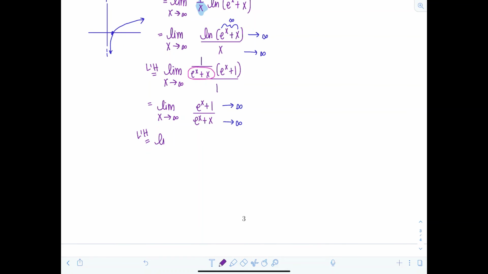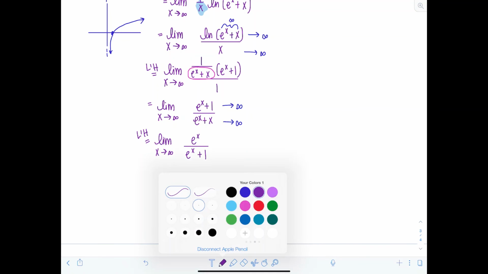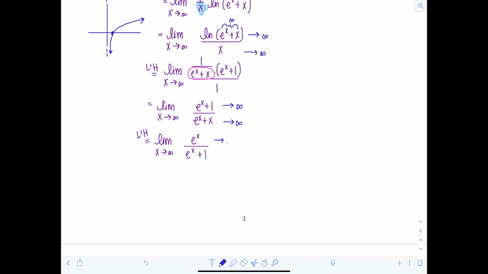So now I have the limit as x approaches infinity. The derivative of the numerator: the derivative of e to the x is just e to the x, and the derivative of 1 is 0. What about the derivative of the denominator? The derivative of e to the x is e to the x, and the derivative of x is 1. Great. Let's see here now. As x approaches infinity, the numerator, e to the x, is approaching infinity. Denominator, same thing.